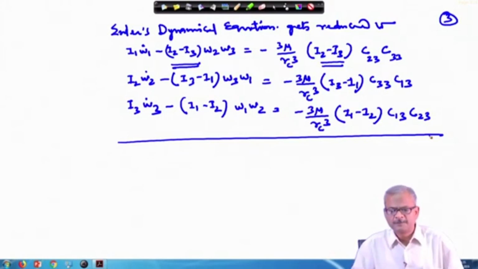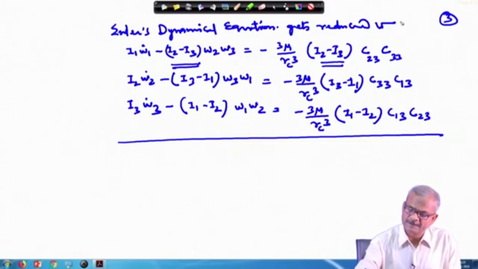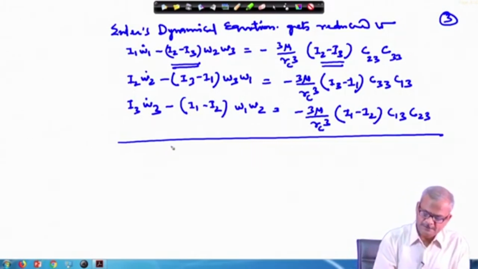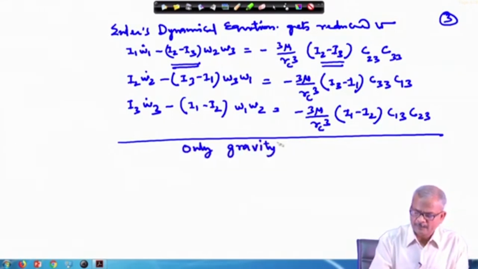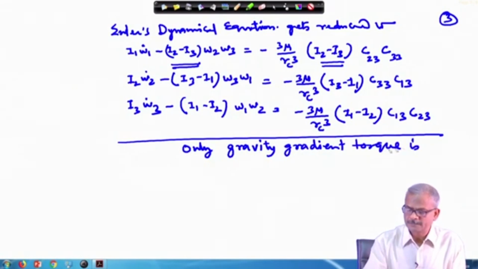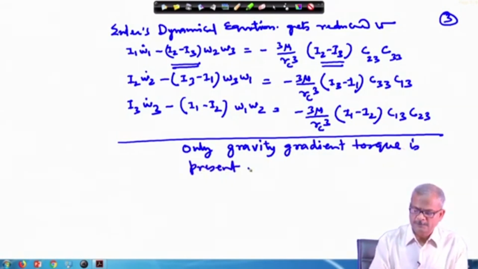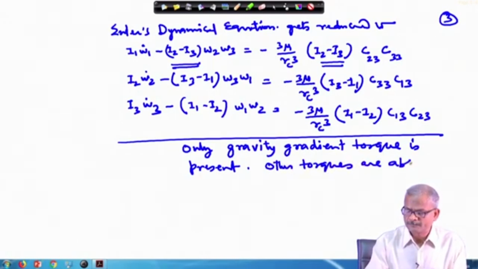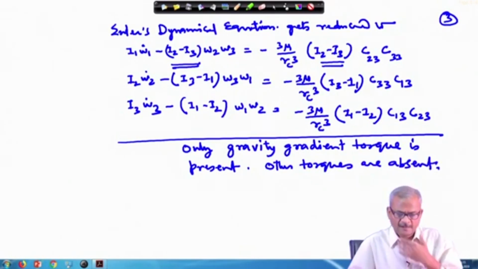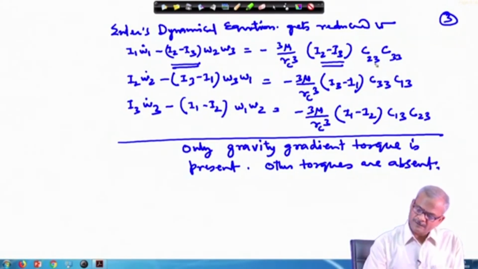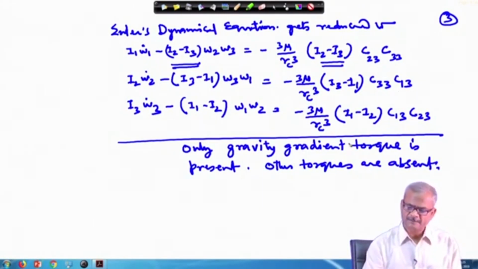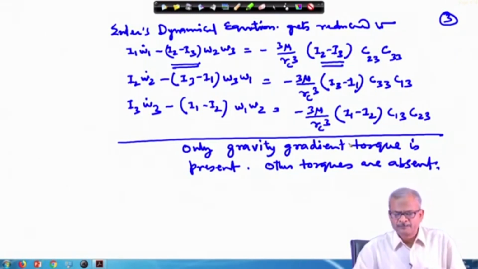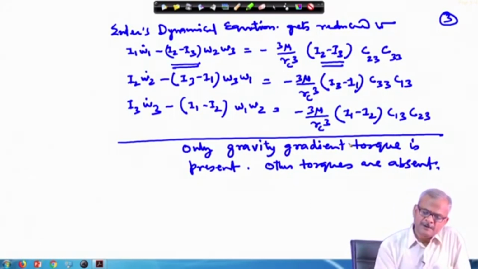This completes the Euler's dynamical equation when the gravity gradient torque is taken, other torques are absent. So, here only gravity gradient torque is present, other torques are absent. Okay. Now, what this C 23, C 33 all these things are, that we need to insert here in this place, and moreover this omega 1, omega 2, omega 3.